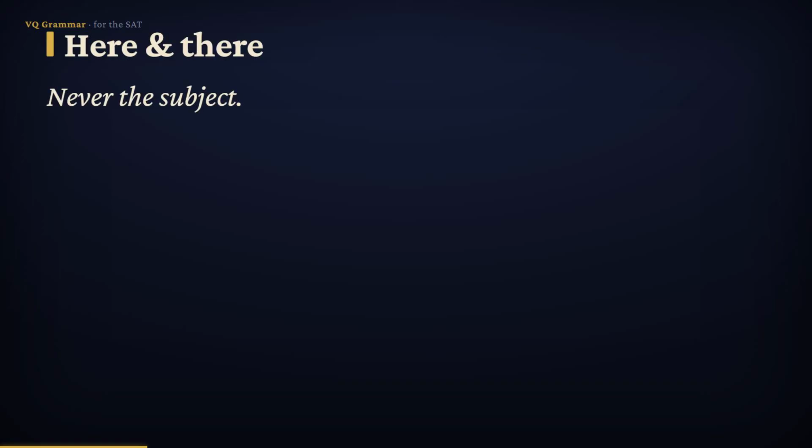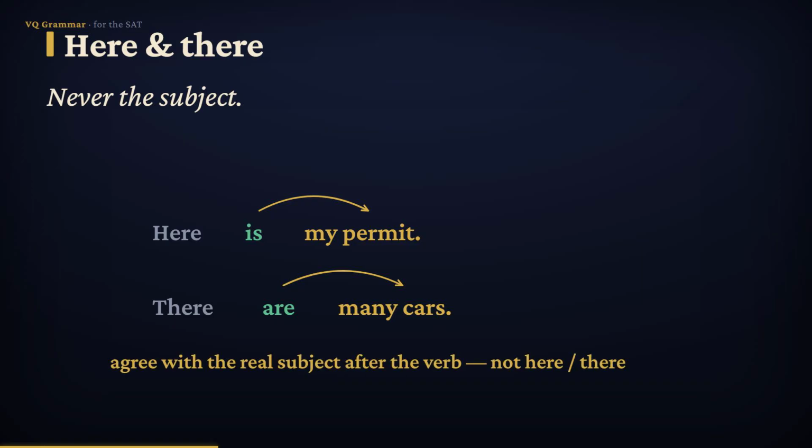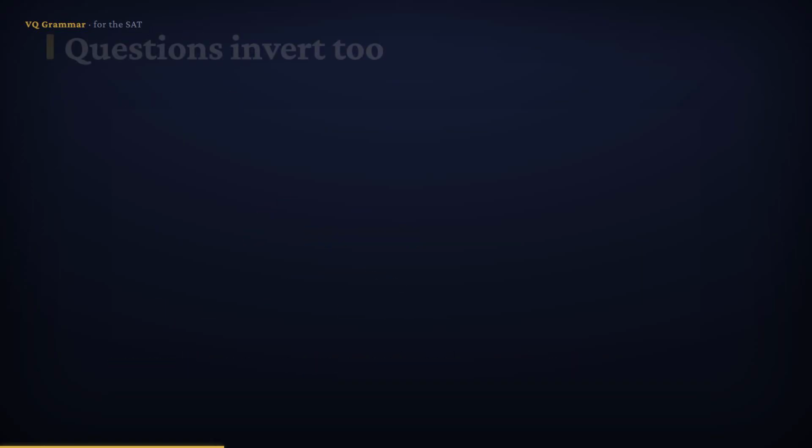Sentences that start with here or there are inverted too, and this catches people, because here and there are never the subject. Here is my permit. The subject is permit, singular, so is. There are many cars. The subject is cars, plural, so are. In both, ignore here and there, find the real subject after the verb, and agree with it.